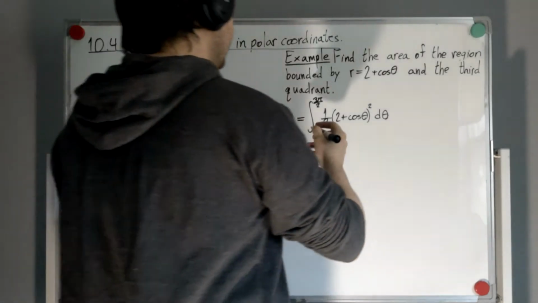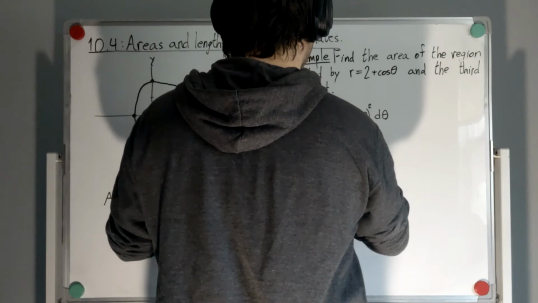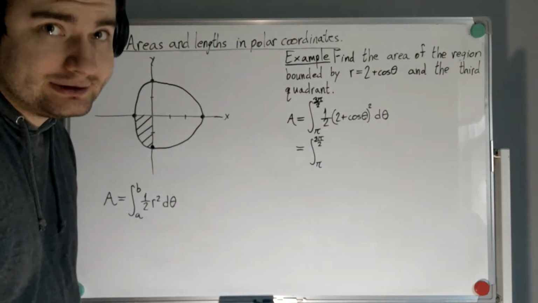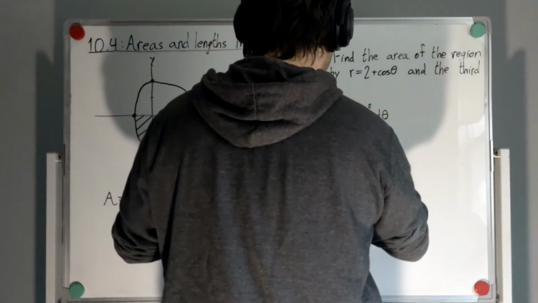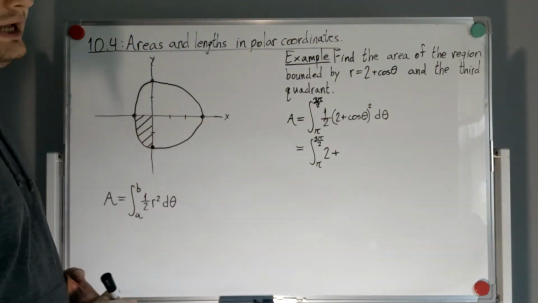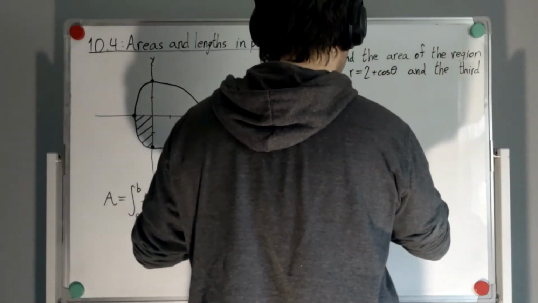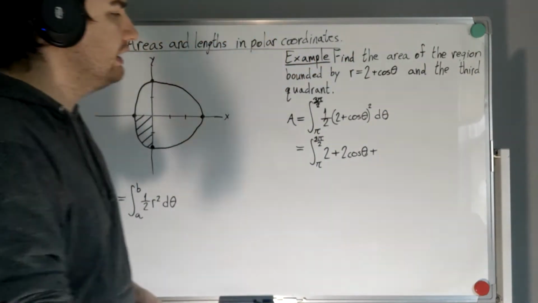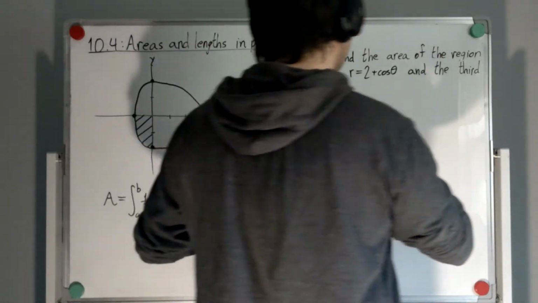Right then, so then this is integral from pi to 3 pi over 2. Okay, you have to distribute this now. So 2 times 2 is 4, multiplied by 1/2 you get 2. Then 2 times cosine theta plus 2 times cosine theta is 4 cosine theta, multiplied by 1/2 you get 2 cosine theta. And then finally, cosine theta times cosine theta is cosine squared theta. Multiplied by 1/2, you get 1/2 cosine squared theta.